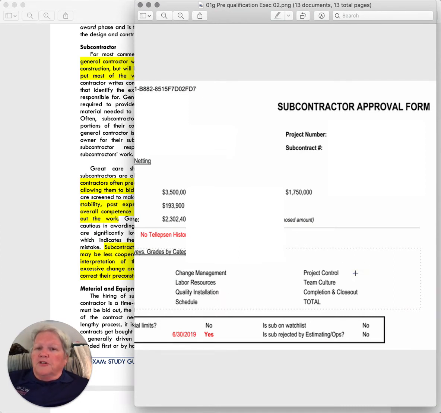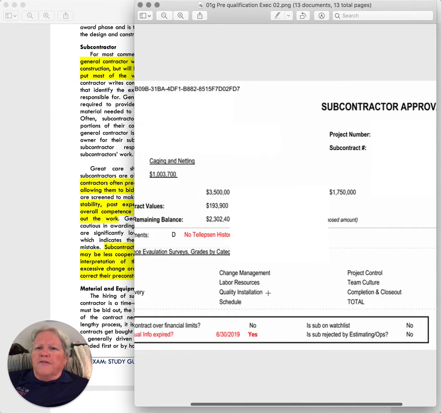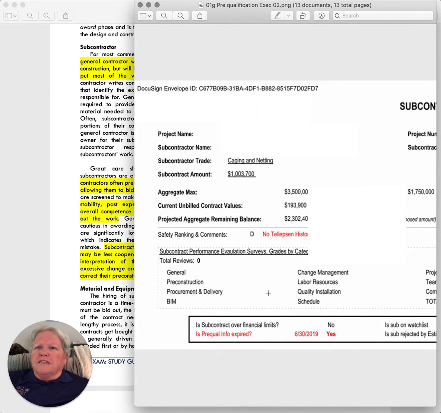Did they provide good project controls? We even rank their team culture. Is it consistent with our company culture? And then how well did they close out the job? And all these things are factored together to come up with one rating of where they fit. So this is an example of pre-qualification.